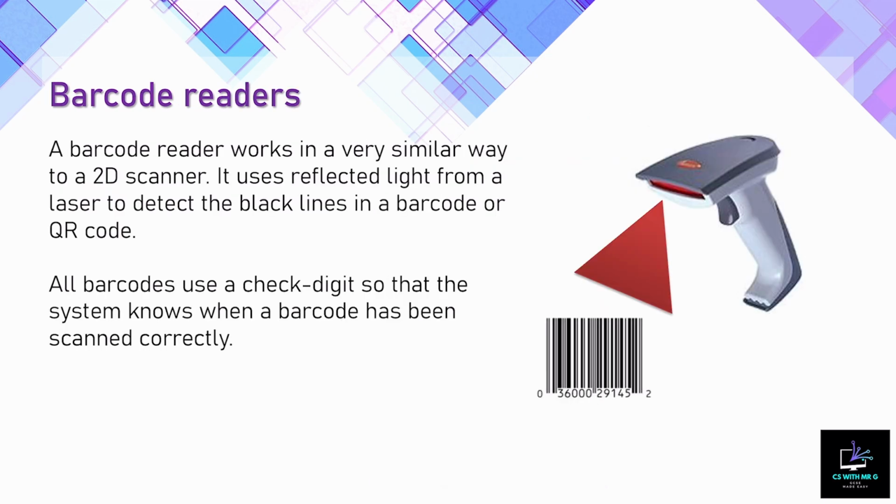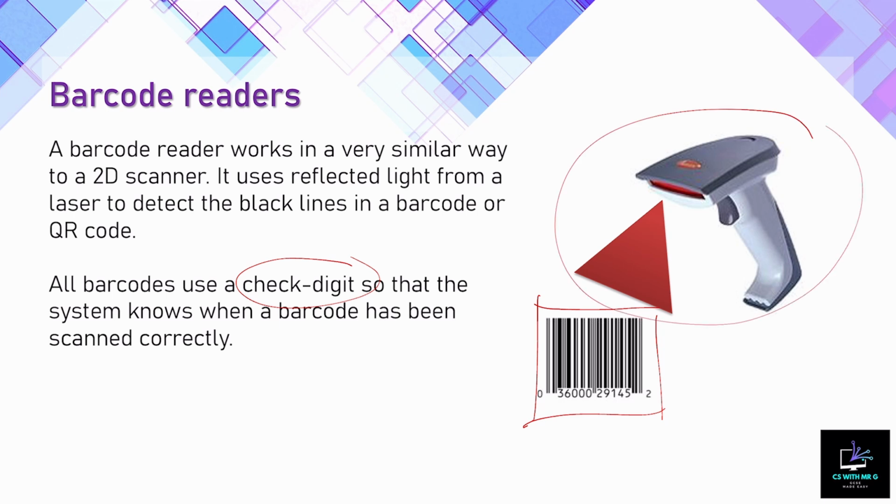Next, we have a barcode reader, which works in a very similar way to a 2D scanner in that it uses light. But a barcode reader is typically used to detect the barcodes on products, or these black lines you can see here. These black lines return a value or a series of digits, and these digits represent a product or an item, so it can be used in a shop or typically anywhere that stores details about items. If we think back to Unit 2 and we look at this term check digit, barcode readers use a check digit to make sure that the numbers have been scanned correctly. Otherwise, an error would occur and you would have to rescan the item with the barcode reader.